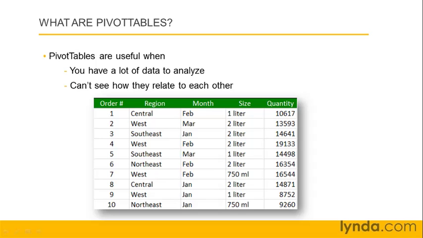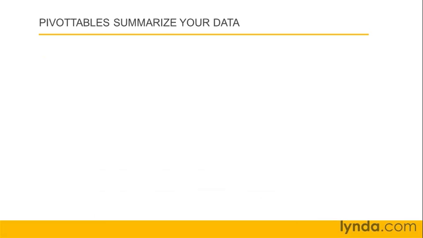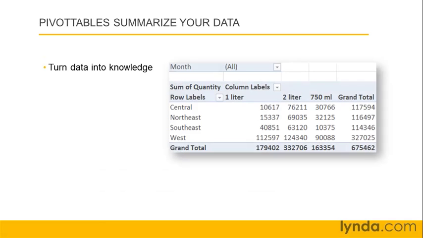If you have thousands and thousands of rows of data like this, it could be hard to make good decisions unless you have them analyzed properly. So pivot tables summarize your data. They turn raw data into useful knowledge that you can do things with.